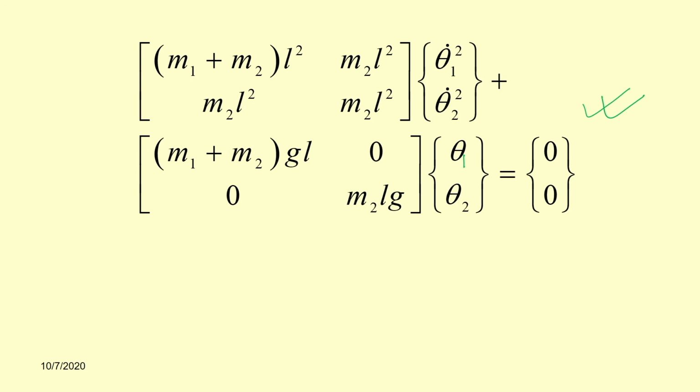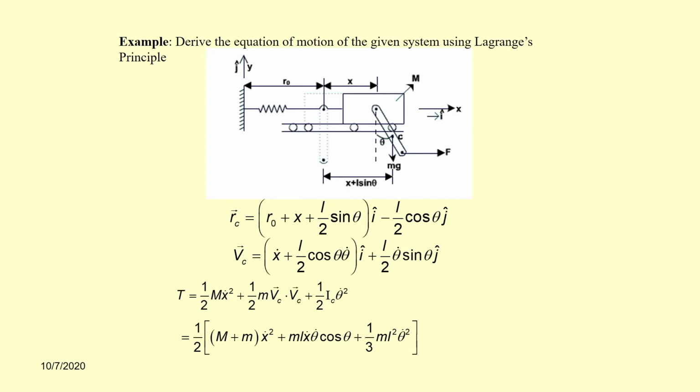So, sin theta 1 and sin theta 2 are small. If theta 1 and theta 2 are not small, then it will be replaced by the sin theta 1 and sin theta 2 terms. This way one can derive this equation of motion by using the Lagrange principle. Let us take another example.